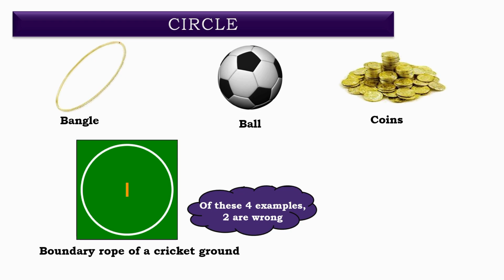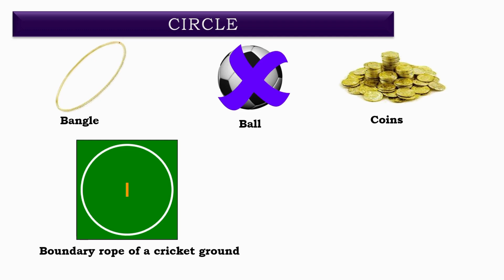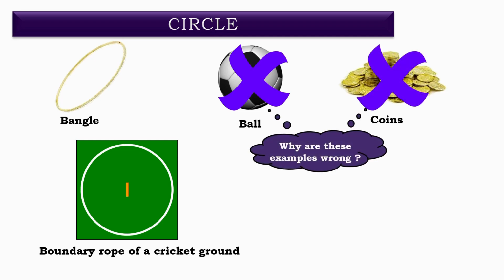But out of these 4 examples, 2 examples are wrong. Which one is wrong? The ball, that is not in the shape of a circle. That is a 3D shape. In turn, we can say that is a 3D shape of a circle, which we call a sphere. Next, coin. Coin is also a 3D shape, right? So that's why the coin is also not a circle. But the boundary rope of a cricket ground is a circle. So in this case, 2 examples are wrong, that is ball and coins. So why are these examples wrong?